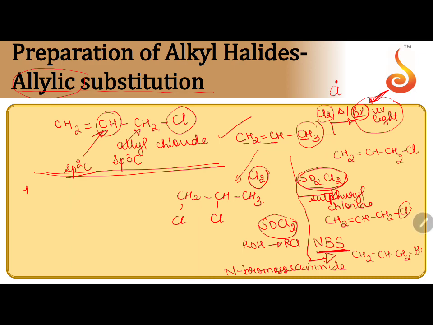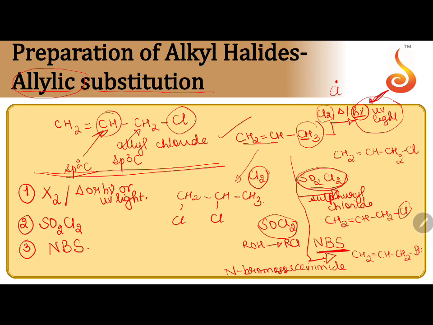The first one is by halogenation in the presence of heat or light or UV light. High temperature may be written over the arrow and so on. The second method is by using sulfuryl chloride, SO2Cl2. The third method is by using NBS, N-bromosuccinimide. This gives allylic bromides in particular, and this gives allylic chlorides in particular.